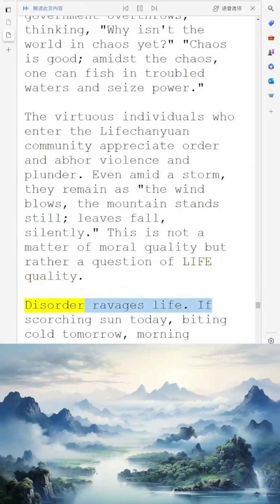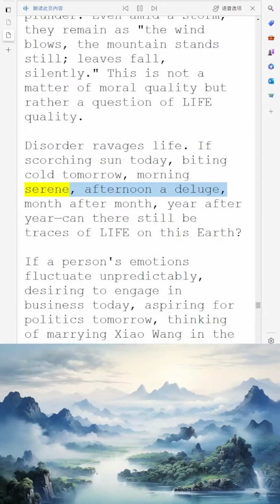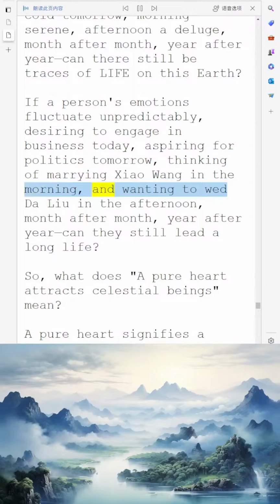Disorder ravages life. If it is scorching sun today, biting cold tomorrow, morning serene, afternoon a deluge, month after month, year after year, can there still be traces of life on this earth? If a person's emotions fluctuate unpredictably, desiring to engage in business today, aspiring for politics tomorrow, thinking of marrying Xiao Wang in the morning, and wanting to wed Lu in the afternoon, month after month, year after year, can they still lead a long life?